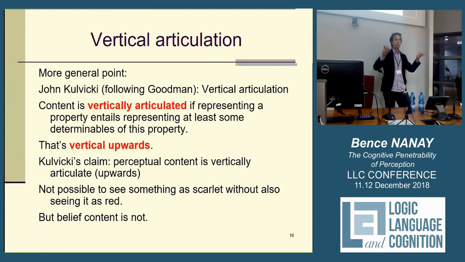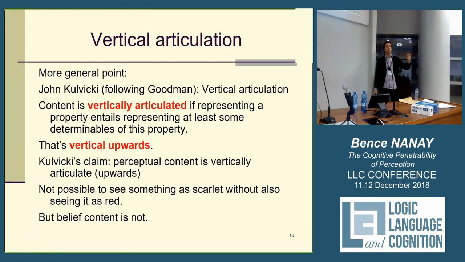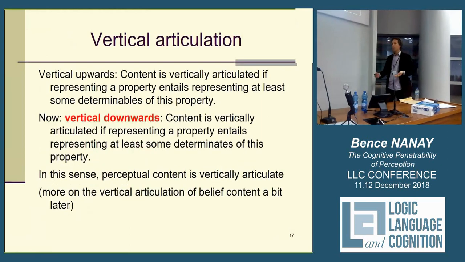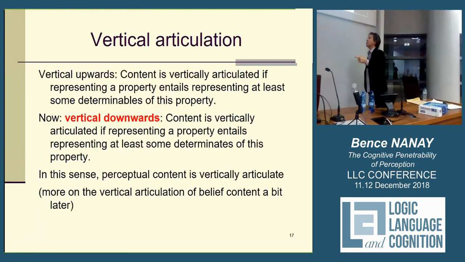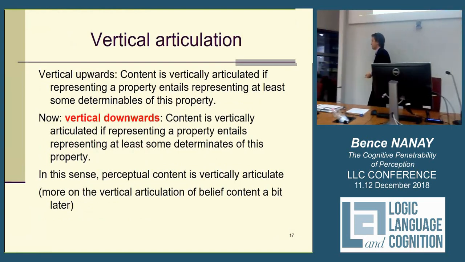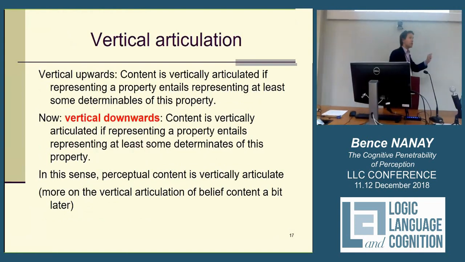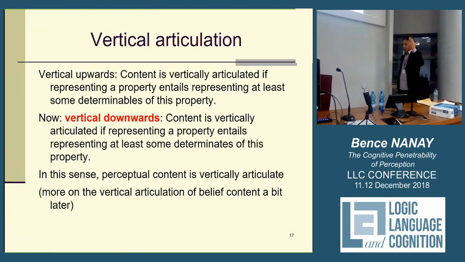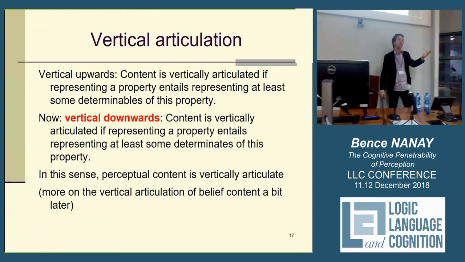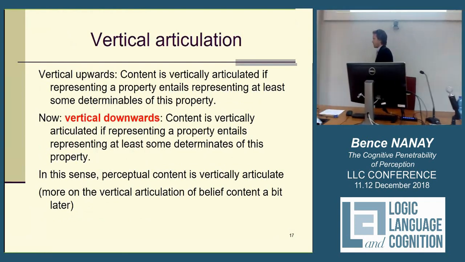I call this vertical upwards, because this is what Goodman and Kulvicki are focusing on: the question of whether, when you're attributing a property, you're also attributing the determinables of that property. But what I want to focus on is something that Goodman and Kulvicki don't talk about, and that's vertical downwards. The idea is that if you're attributing a determinable property, and we know that we do that both in beliefs and in perceptual states, whether we thereby also attribute some determinants of that property. And again, in the case of beliefs, we blatantly don't. I can have a belief about something having a determinable property without having any beliefs or any reason to hold any beliefs about which determinant of that determinable property I should attribute.